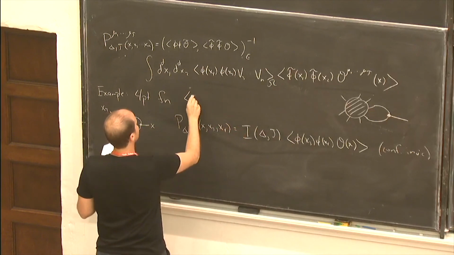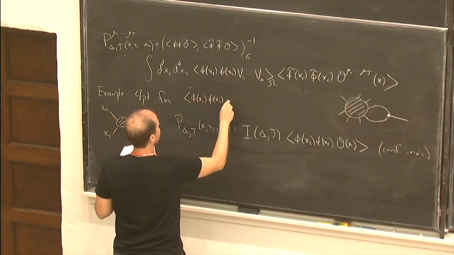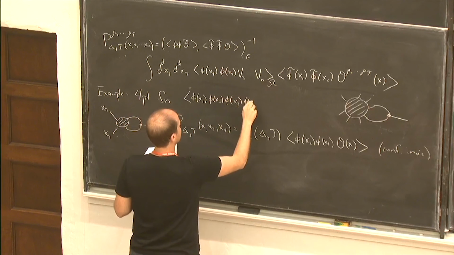So I'm now going to study a 4-point function of identical scalars. So now the v's are going to get replaced with phi of x3, phi of x4.